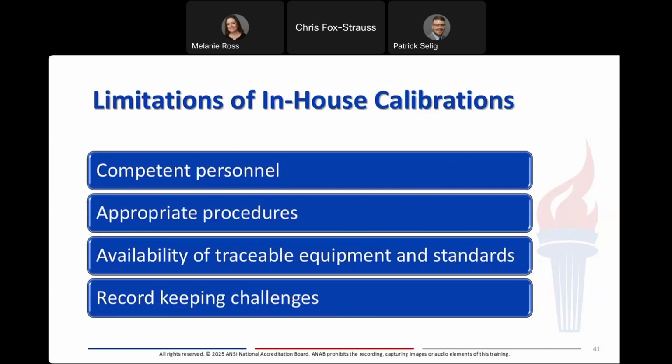There are some limitations that we've discussed previously for in-house calibrations, and competence of personnel is the first one. Ensuring that personnel have the competence to perform the calibrations and understand metrological traceability and measurement uncertainty is important if bringing calibrations in-house. We also ensure that there are appropriate procedures. If the procedures are not robust, the calibrations would not meet the requirements of the standard. There also may be issues with the availability of traceable equipment and standards, and again, record-keeping challenges.